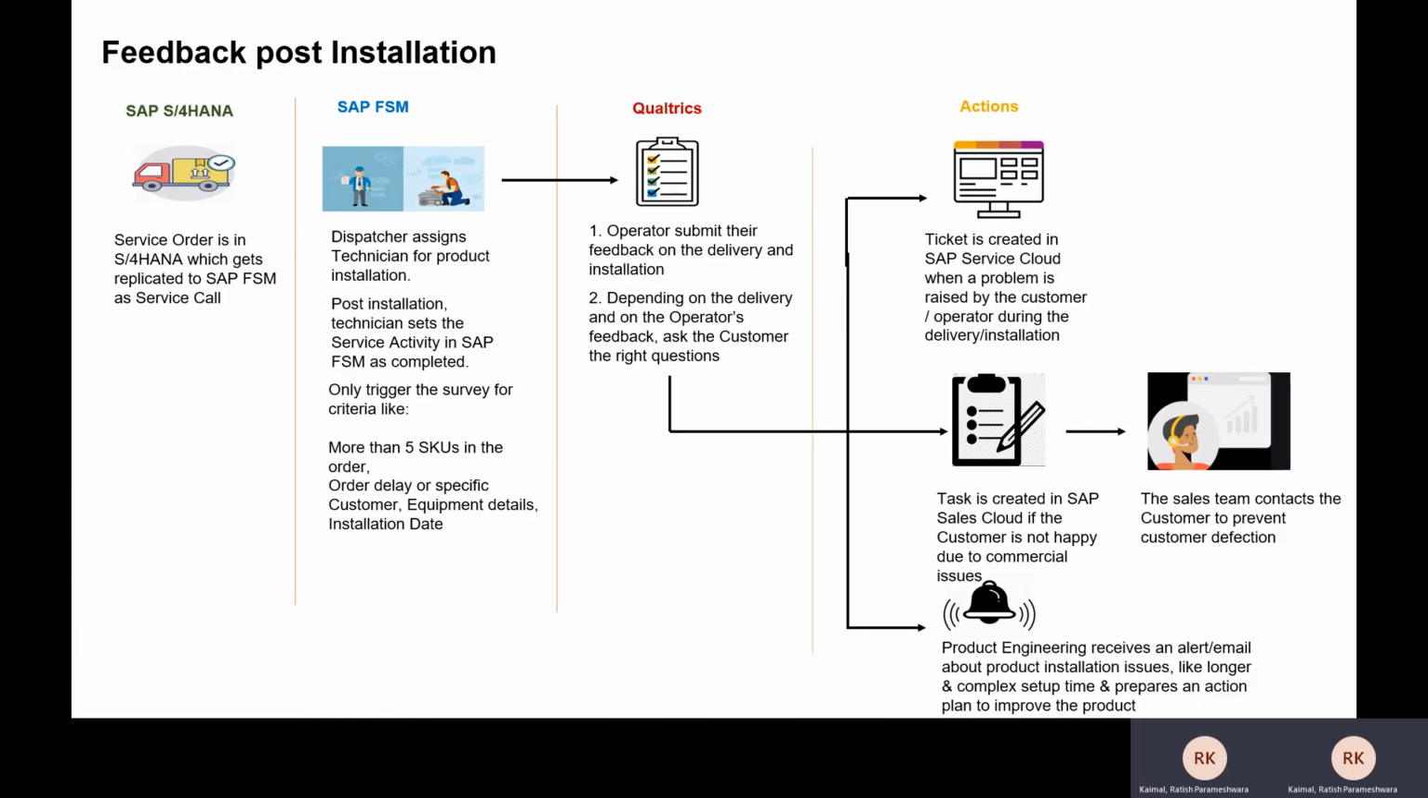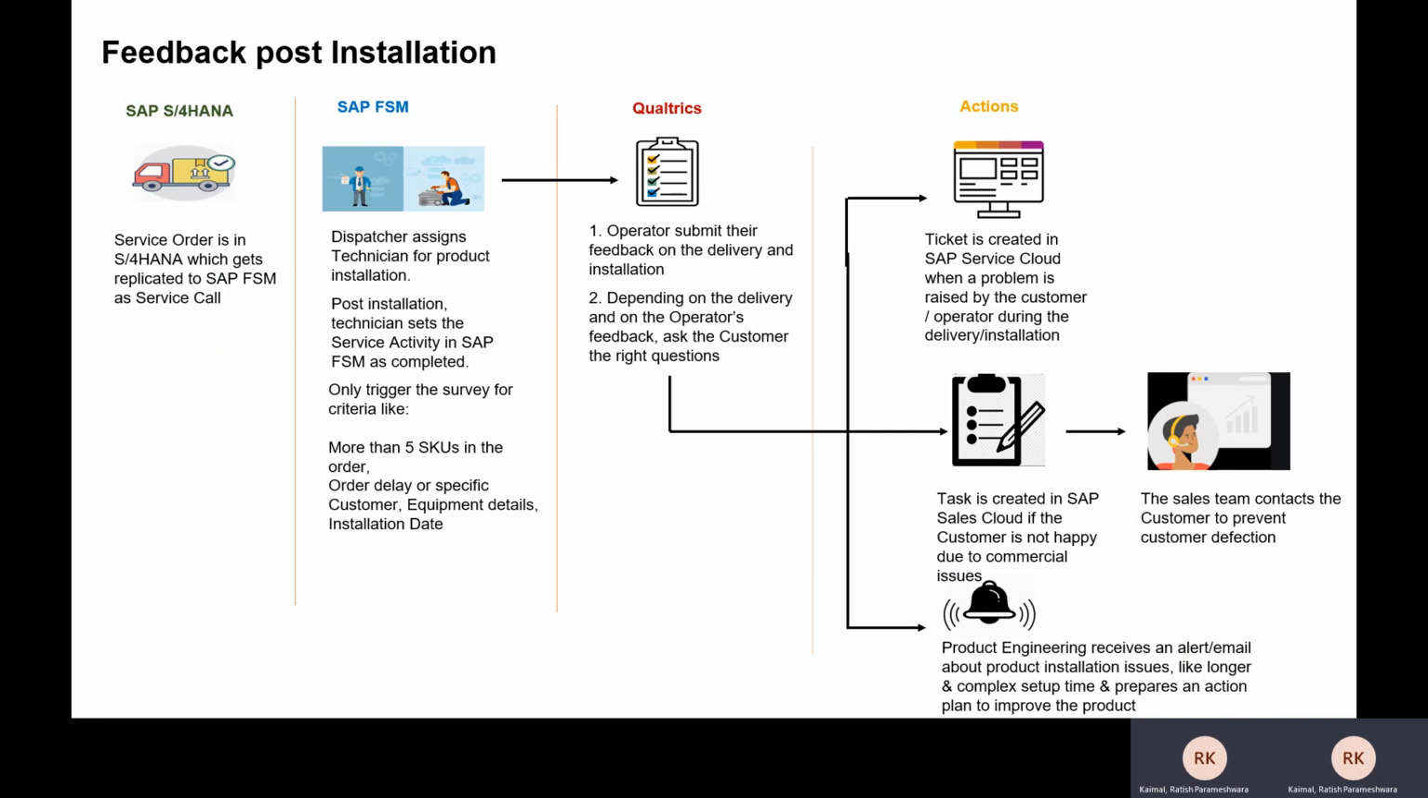The process flow starts with the service order creation in S/4HANA, which gets replicated to SAP FSM as a service call. In SAP FSM, the dispatcher assigns this service call to a field service technician. Once the service call is completed, we trigger a feedback survey to gather the feedback from both the service technician as well as from the customer. And based on the responses, we trigger appropriate action in SAP Sales and Service Cloud.